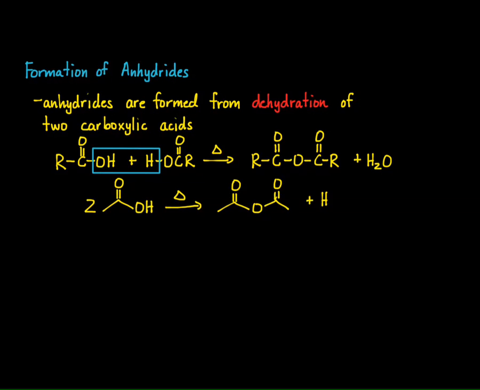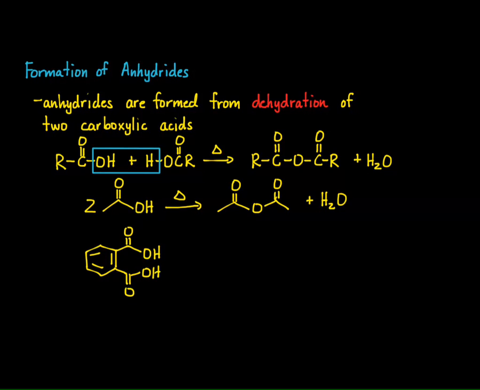An example of this is if I take acetic acid and I heat acetic acid up. This is a great way of making acetic anhydride. So I need two equivalents of acetic acid. I heat it up and I produce acetic anhydride plus water.